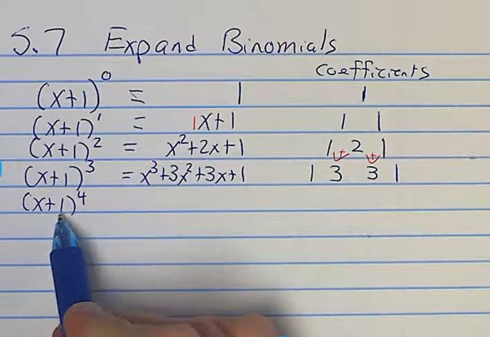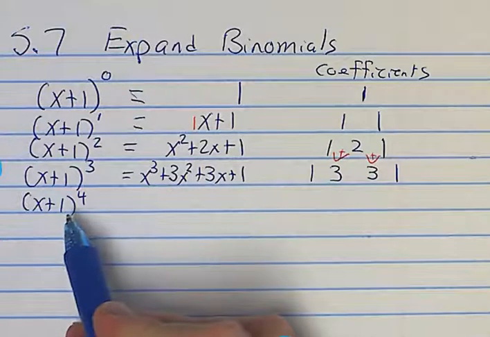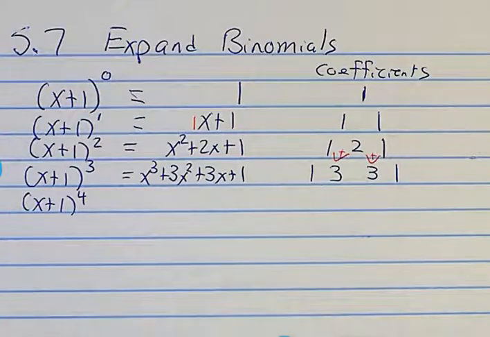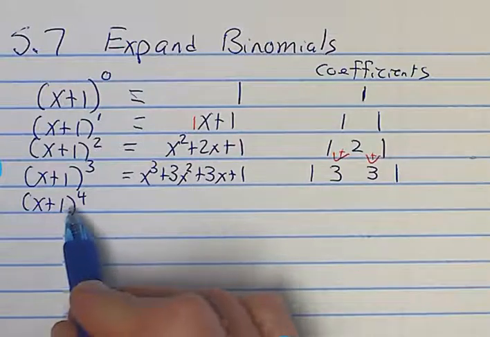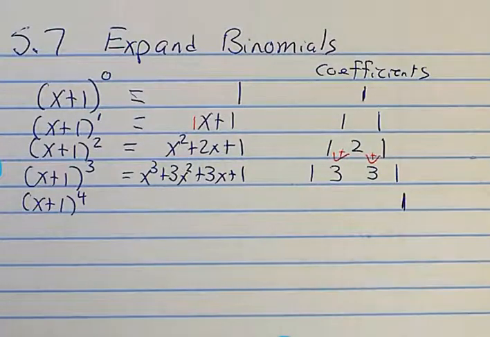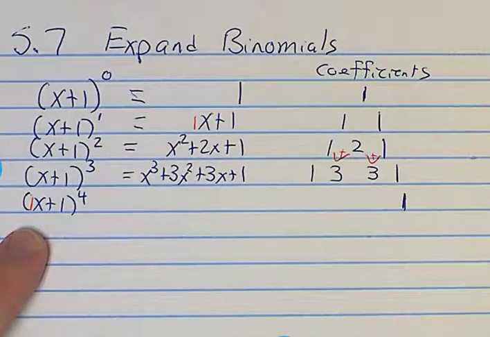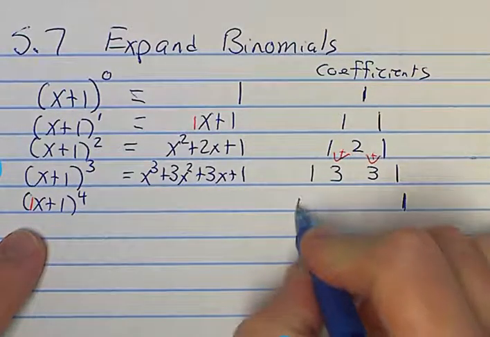Now for this one, what is 1 to any power? It's 1, right? Doesn't matter whether you multiply 1 two times or 200 times, it's always going to be 1. So this last number is always going to be a 1. And same thing on the first part. If you do 1x times 1x times 1x times 1x, the coefficient's always going to be 1, but the power will change depending on what you do. So this one's always going to be a 1.